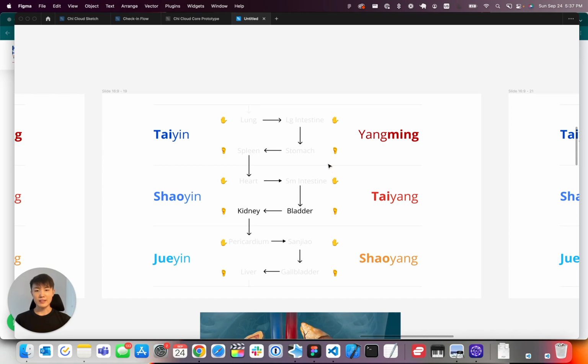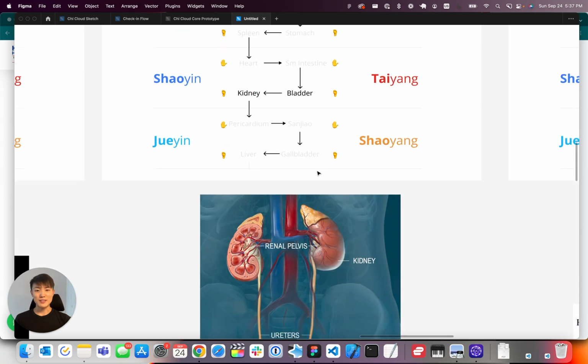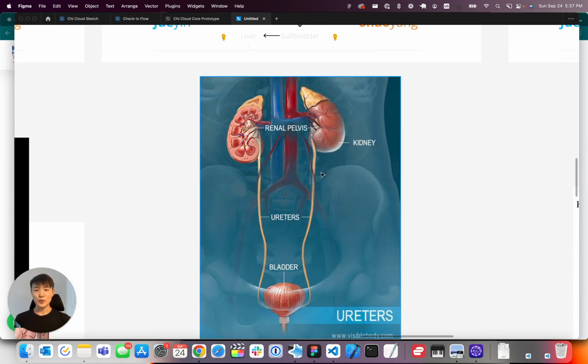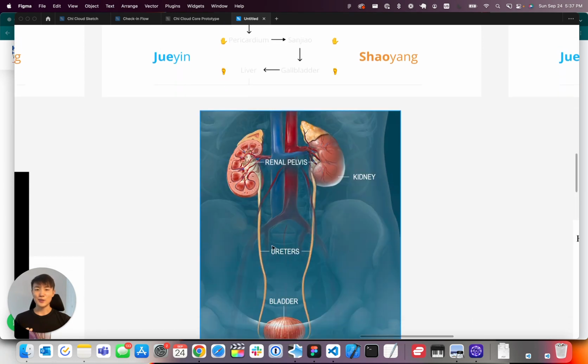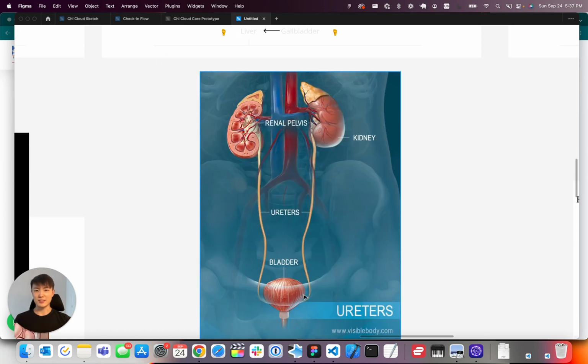Next, we have the kidneys and the bladder. And so this is really similar to Western medicine as well. So we have the kidneys, and whatever they filter out connects directly to the bladder to produce urine. So the kidney and bladder is the next interior-exterior pair.